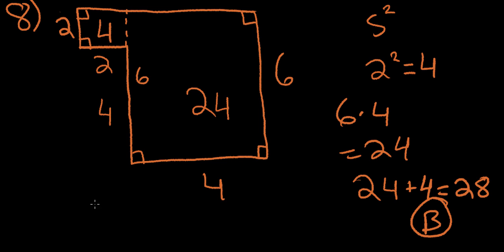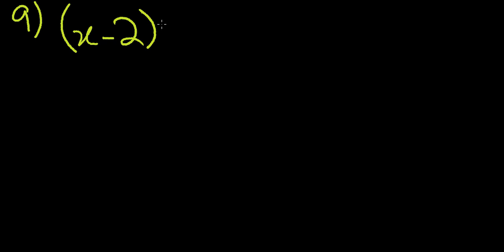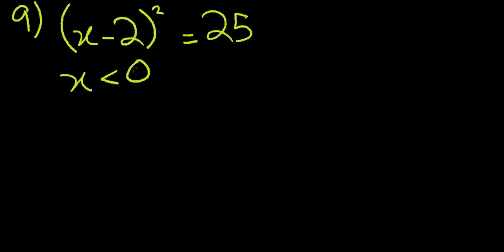And I might as well do the next one, number 9. Okay. If x minus 2 whole squared equals 25 and x is less than 0, then what is the value of x? So x minus 2 whole squared equals 25. And x has to be less than 0. So what is the value of x?